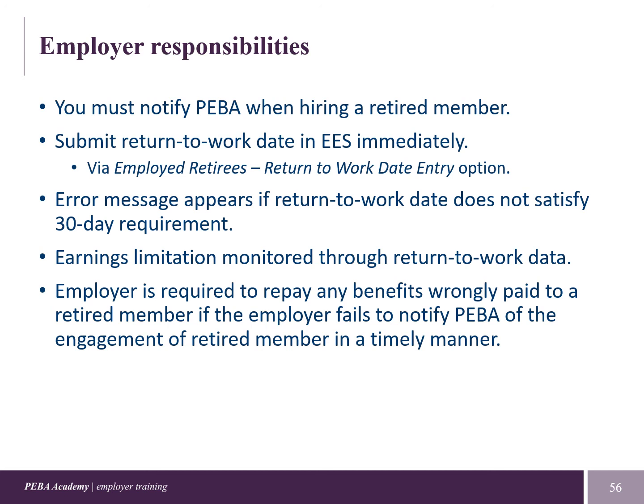Earnings limitations are also tracked through return-to-work data. If the employer does not enter the return-to-work data in a timely manner and the member receives a benefit payment erroneously, the employer is responsible for reimbursing PEBA for any benefits paid in error.